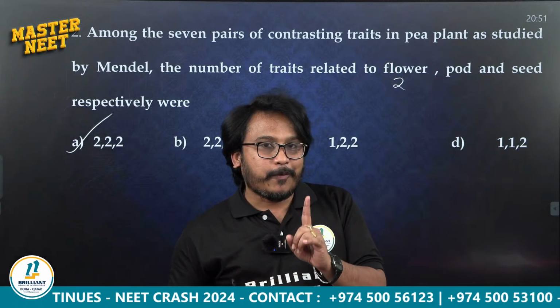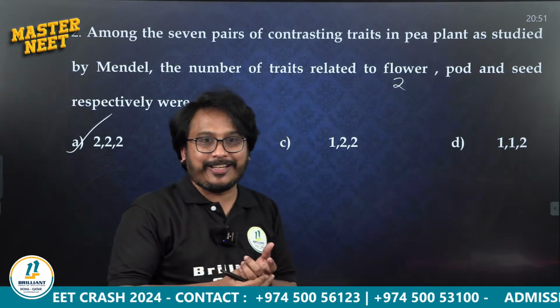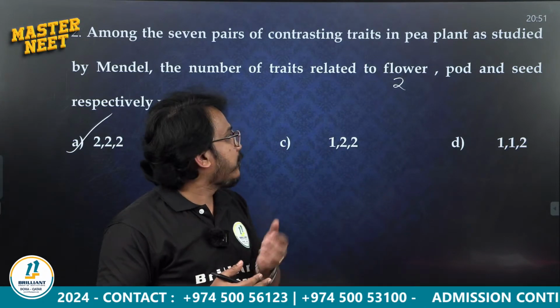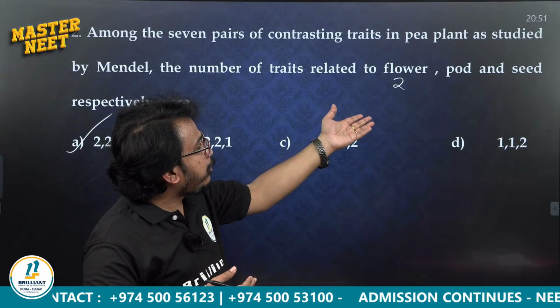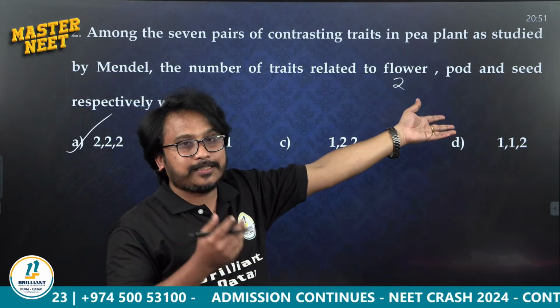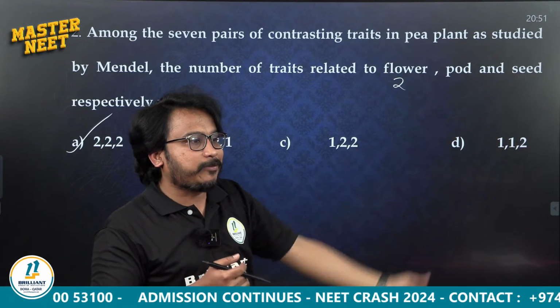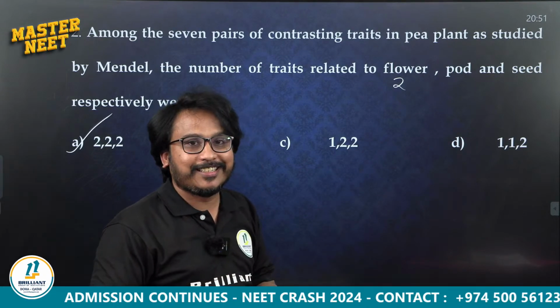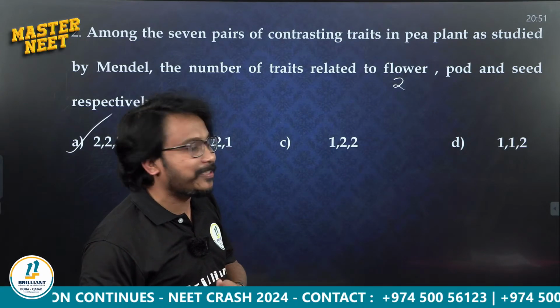Now in that, 1 character only I have left out here. Can you comment which character? So we discussed flower color, flower position, pod color, as well as the pod shape, seed color, as well as the seed shape. One more is remaining. Which one is remaining? Can you please comment first? Which is the seventh character?